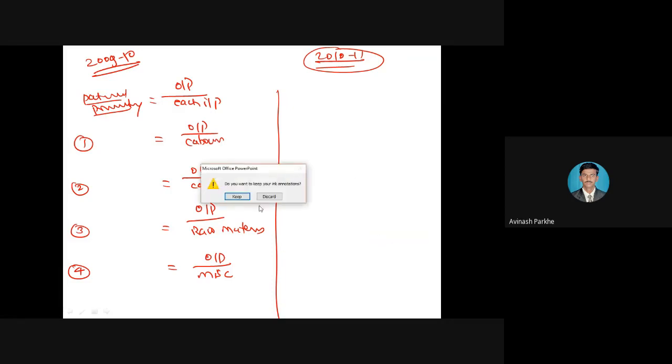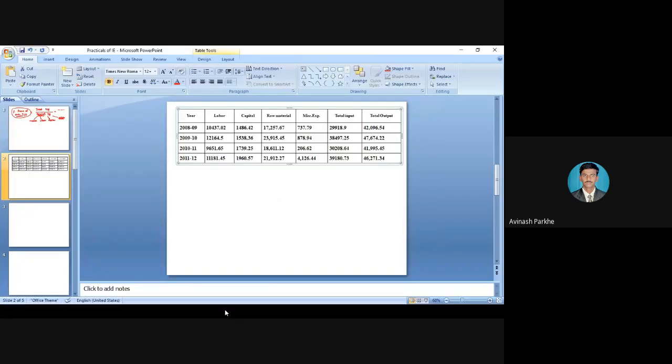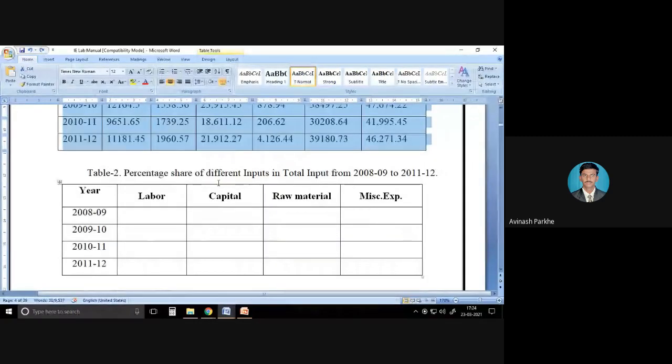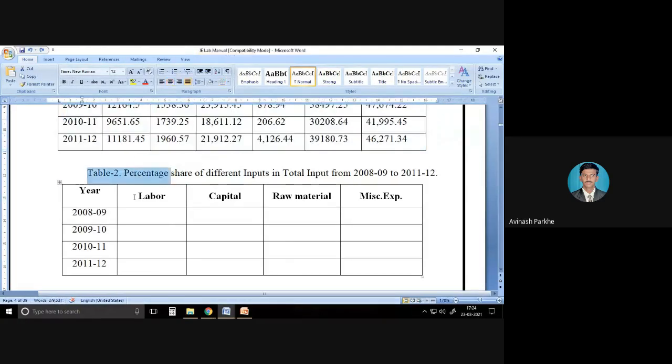And if you look at this last table, that is table number 2, it is applicable for the percentage share of different inputs. So while filling this table number 2, I require only input parameters, total input upon each input. It will be filled by table number 2.